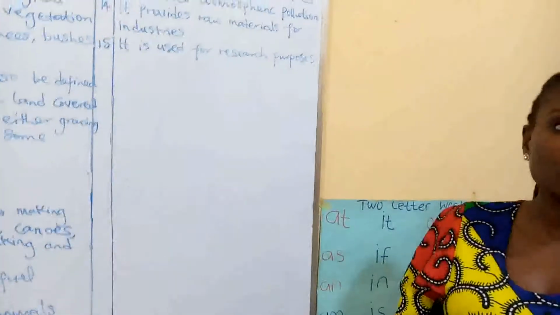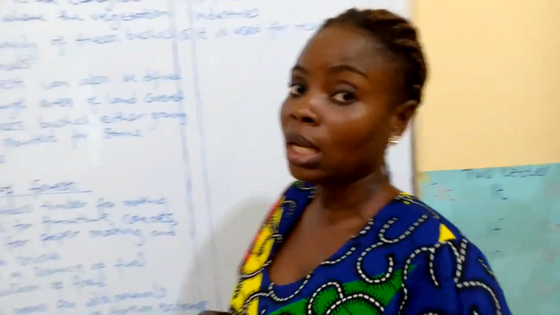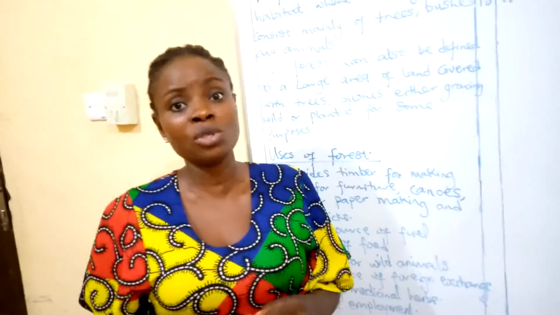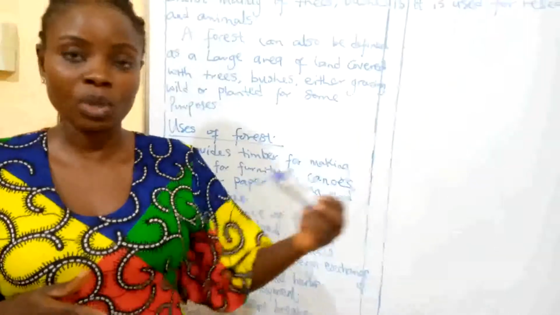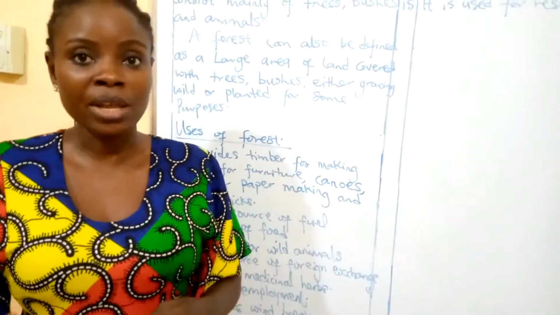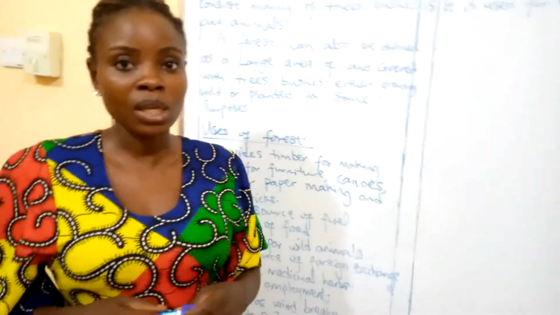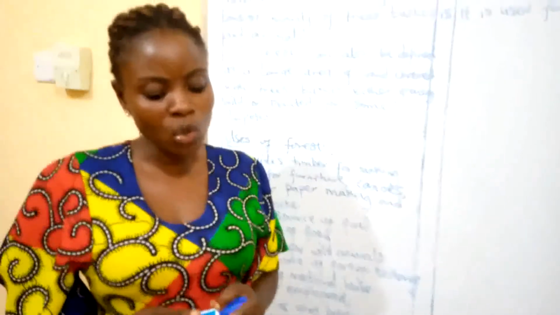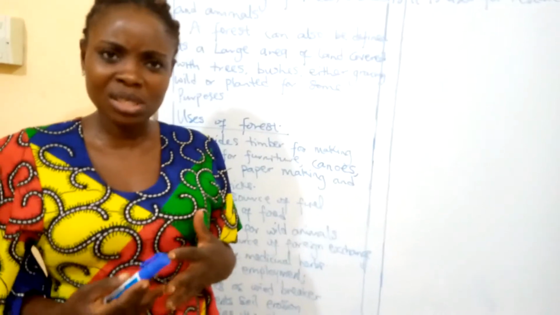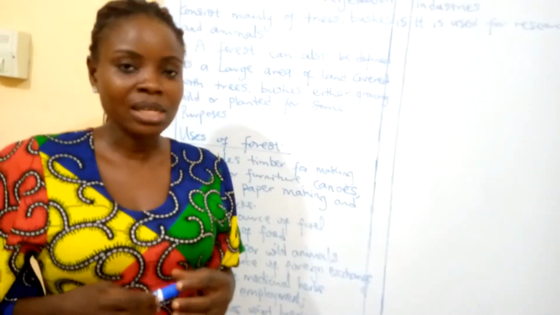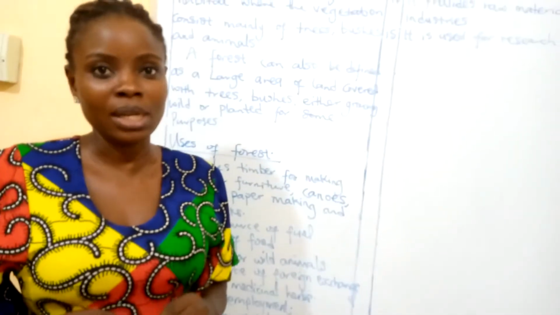Like if you're a student of botany in the university, you will need to visit the forest. If you're a student of zoology, you will need to visit the forest for your plant research and your animal research. Okay. Now, we're going to look at the vegetation zones in Nigeria, their resources, and where they are located. That's the next thing we're going to be doing now.